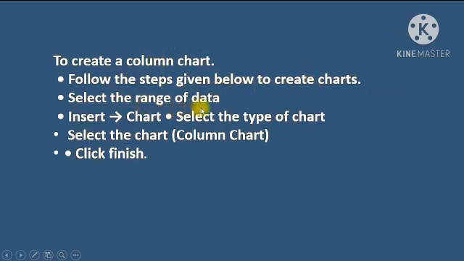We are going to see how to create a column chart. Follow the steps given below. First of all, we have to select the range of data. After selecting the range of data, we select Insert and then the Chart option. Then we select the type of chart: column chart, bar chart, pie chart, XY scatter chart. We can select any type, and then click Finish. Then the chart will be prepared. In this example they have created a column chart.